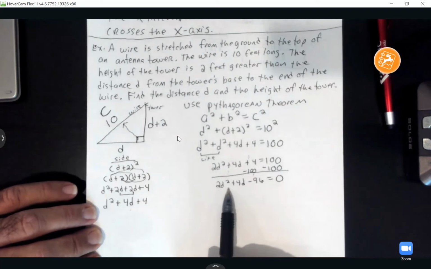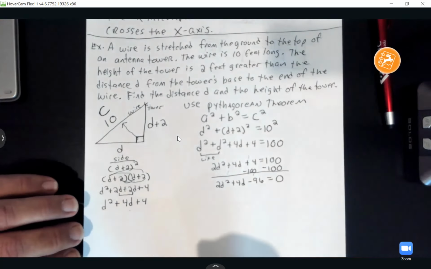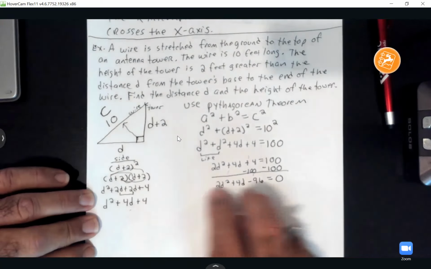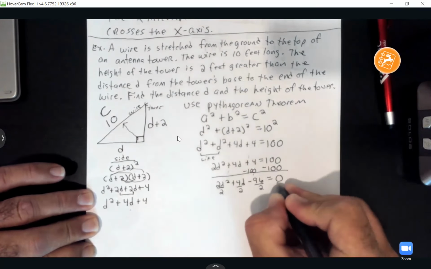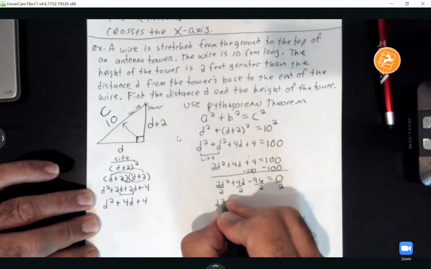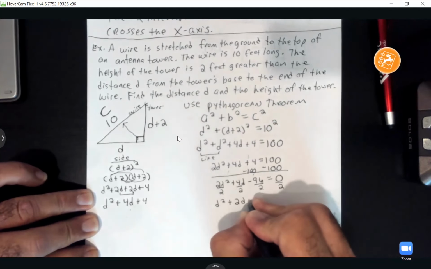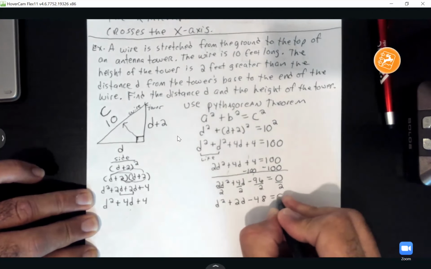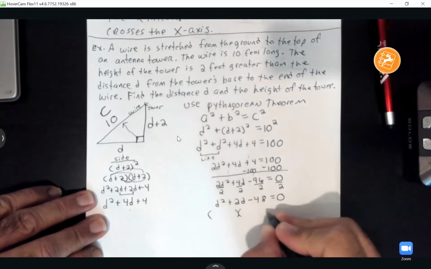Is there a number that I can divide all 4 of these by? Two. So if we want to make this smaller, since they all divide by 2, let's divide everybody by 2 and see what we get. 2 divided by 2 gives me 1d squared. 4 divided by 2 gives me 2d, minus 96 divided by 2 is 48. All that's going to equal 0. So y'all, at that point, we're about to factor this.